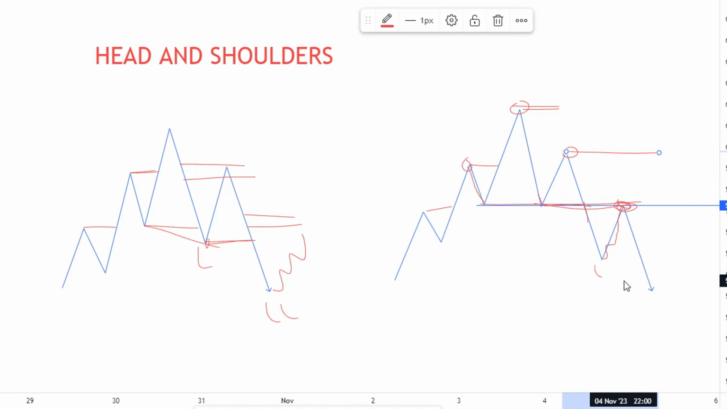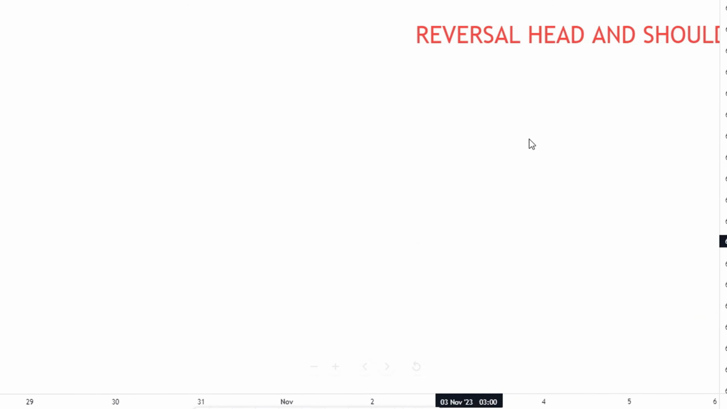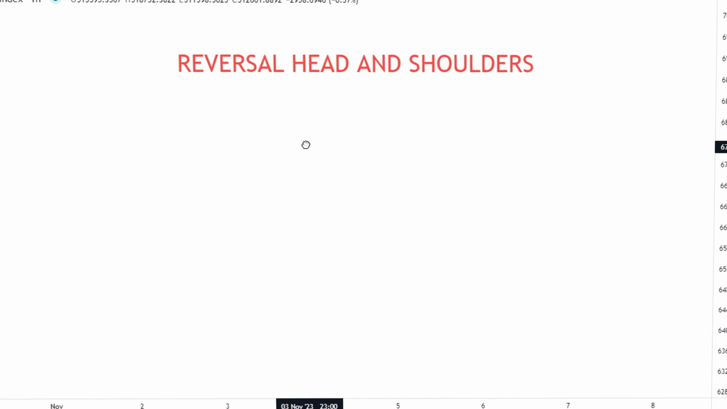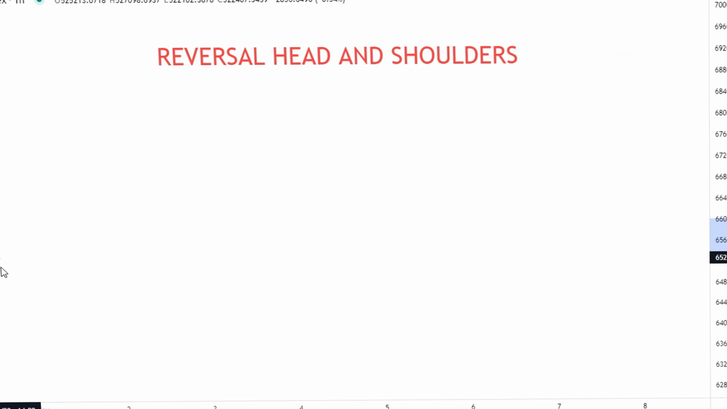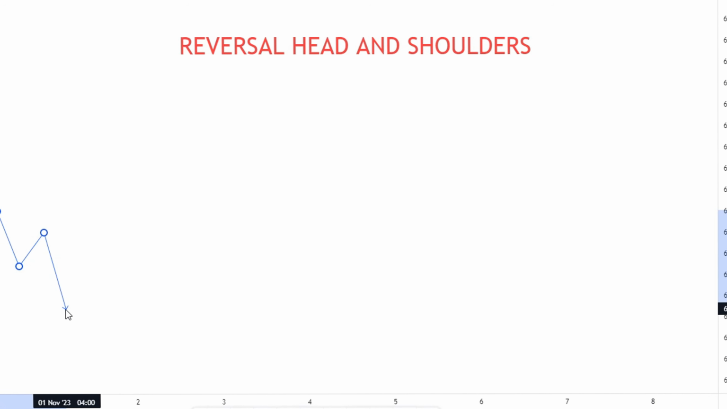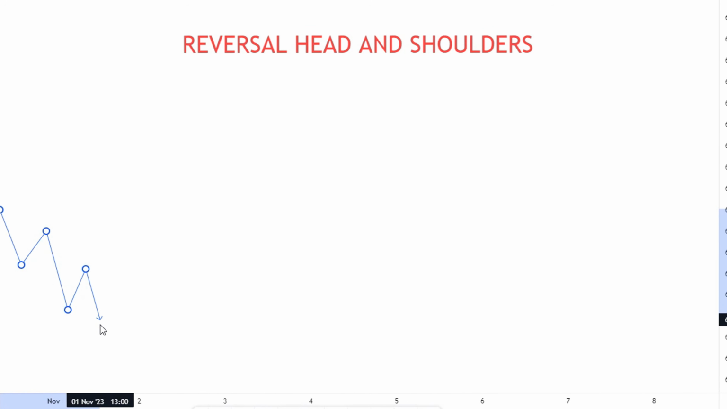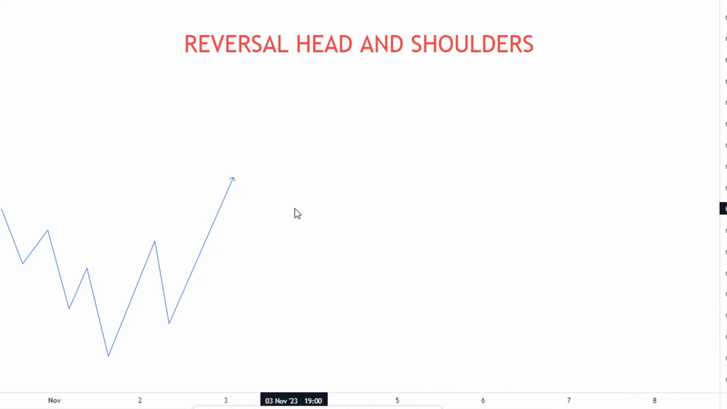So this is how to trade head and shoulder. Turning back to reversal head and shoulder, it's just the vice versa of head and shoulder. So we have this sample of market. The first scenario, the market has been pushing downwards, bearish momentum, like this. Then we had something like this, then the market tapped around these areas here, then pushed upward. So this is the first scenario.